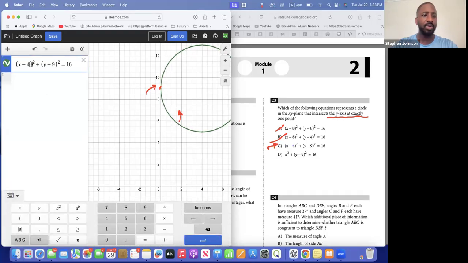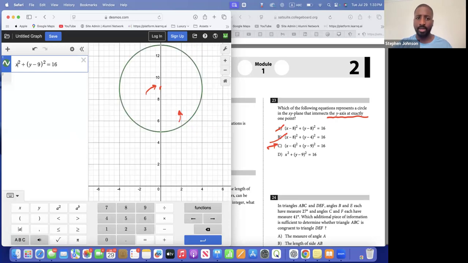So choice D, we come in and we only have x squared here, and then y minus 9 squared equals 16. As we can see, obviously it touches the y-axis at two different places. So that's not correct. So our answer here is visibly choice C, visually choice C. So that's perfect. Let's continue on.